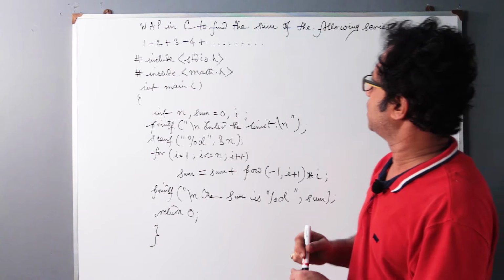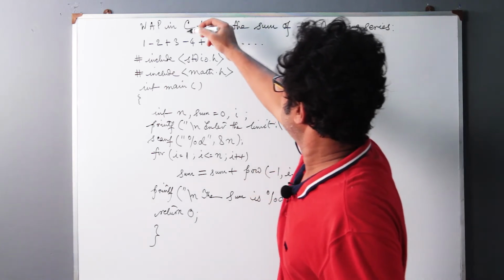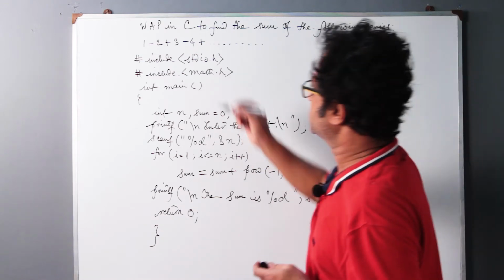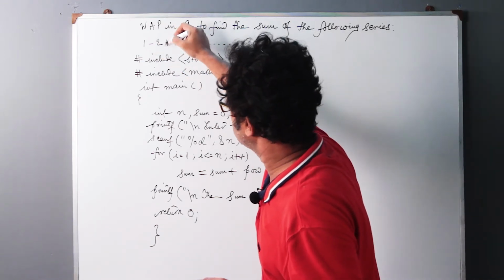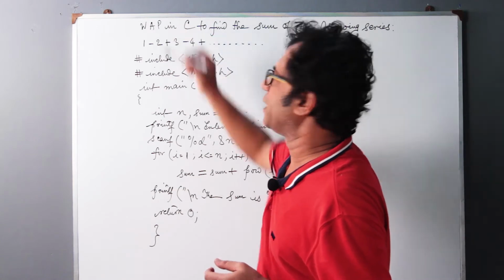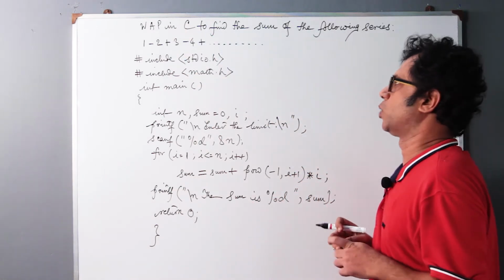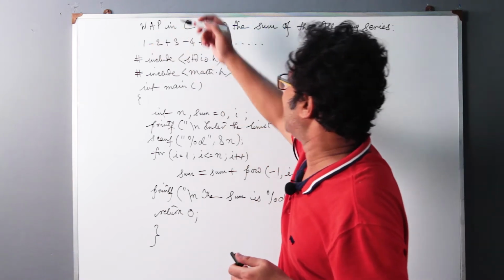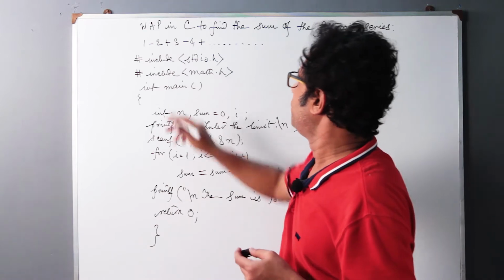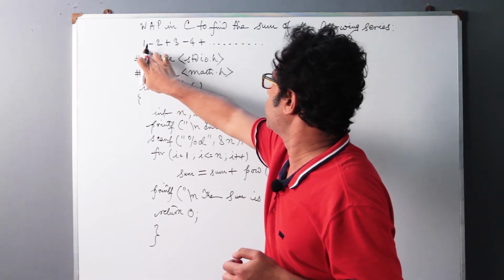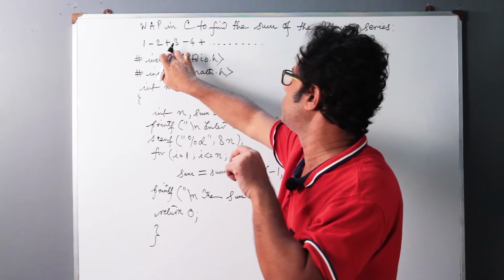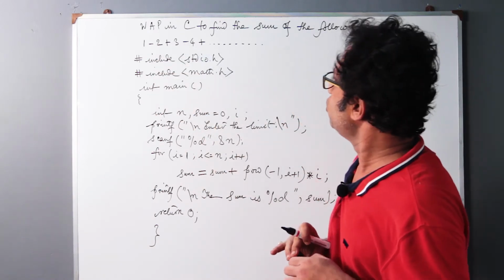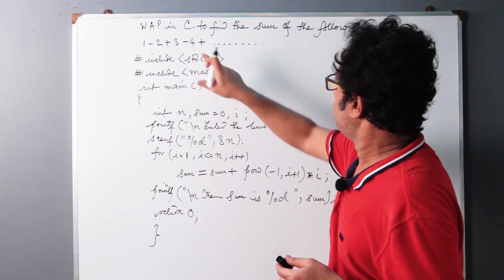Suppose the user wants the first two numbers to be added. Then what will be the result? Expected result is 1 minus 2, that is minus 1. The result should be minus 1. And if any user wants the first three numbers to be added, then the calculation is in this manner: 1 minus 2 means minus 1, plus 3 means plus 2. The result will be plus 2. In this manner, we are going to calculate the sum of this series.